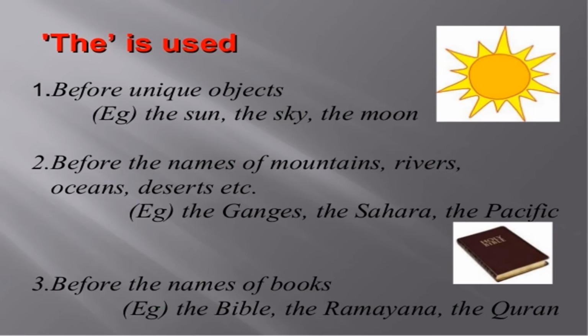the Satpuras. Next, groups of islands: the Andamans, the Nicobar, and sacred books. So before the names of famous books or holy books: the Bible, the Mahabharata, the Ramayana, the Quran, the Puranas. So we can use it for sacred books. And newspapers also: the Indian Express, the Hindu, the Times of India, the Hindustan Times. So the newspapers. And before the directions: the east, the west, the north, the south.